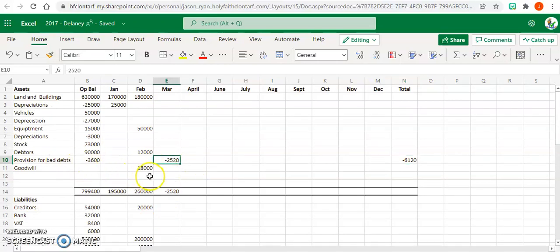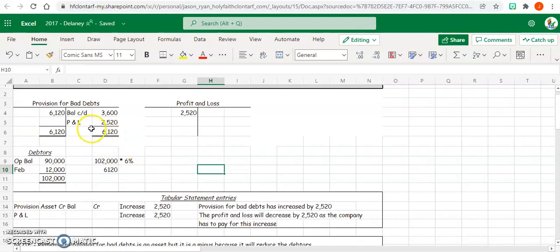So remember your provision, 2,520. We just put in the difference because we want the total to be 6,120. And that's kind of where the T account will help you with that. So this 3,600 is what we had at the start. Our new provision, 6,120, that will be brought down here to the next period. So the increase is 2,520.